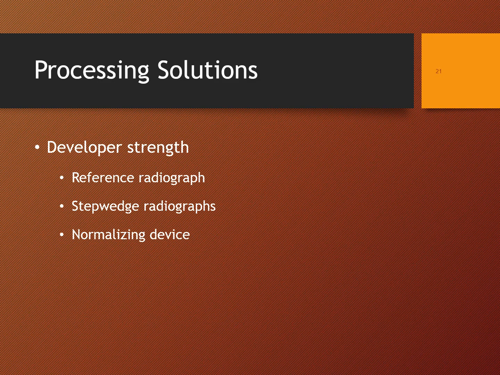All right, and the next area that can go wrong is processing solutions. So the first thing we can check is the developer strength. We can use three separate tests for this. We can use a reference radiograph, a stepwedge radiograph, or a normalizing device in order to check the developer strength. These processing solutions, obviously, get replenished daily, but they should be getting completely changed out every 3 to 4 weeks, which is what we talked about in chapter 9.